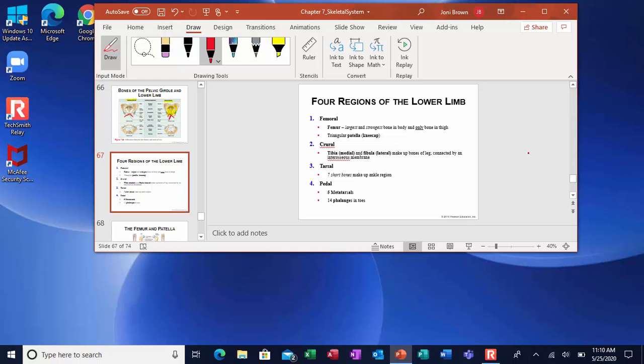They are connected together by an interosseous membrane, like you saw between the radius and the ulna in the forearm. The tarsal area is where you have 7 tarsal bones that make your ankle. And then the pedal area, of course, is your foot, with 5 metatarsals and 14 phalanges.